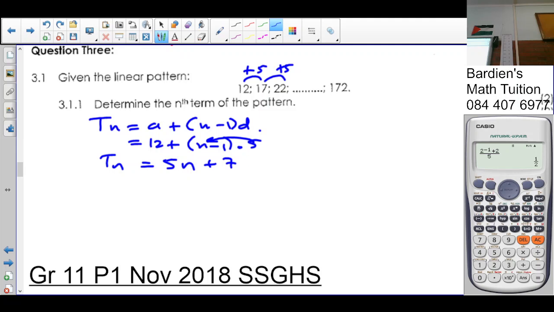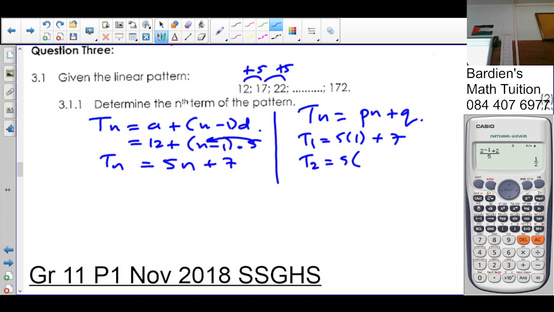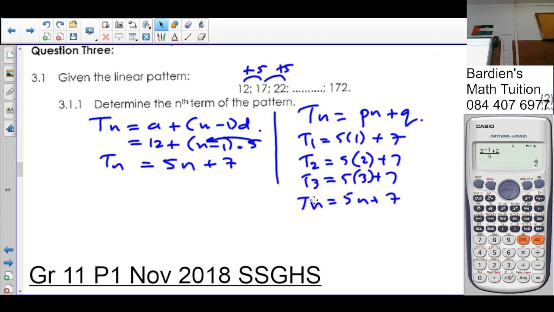That's one way of doing it, or you can do it by using the other formula, which is Tn is equal to pn plus q, where p is your common difference. So T1 is going to be 5 times 1, which is your term 1, plus what is going to give you 12? 5 plus what is 12? 7. You test for T2: 5 times 2 plus 7 is 17, yes. T3 is going to be 5 times 3, which is 15, plus 7 is 22. So Tn is going to be 5n plus 7. You can do it either of the two methods. You're going to get the full mark either way.